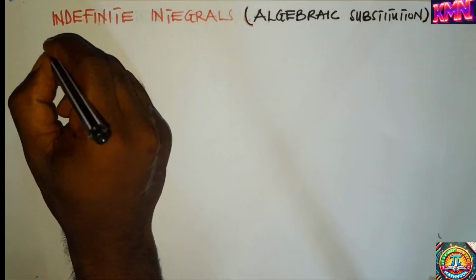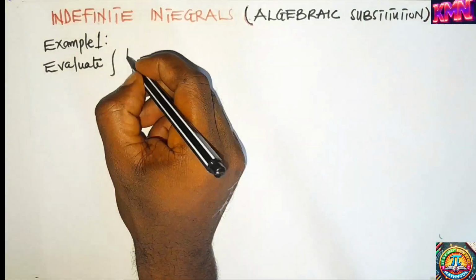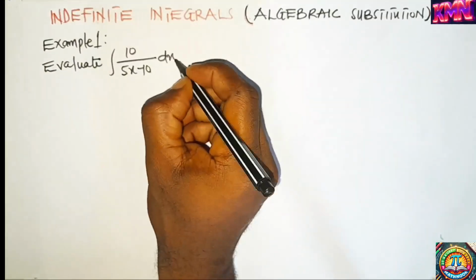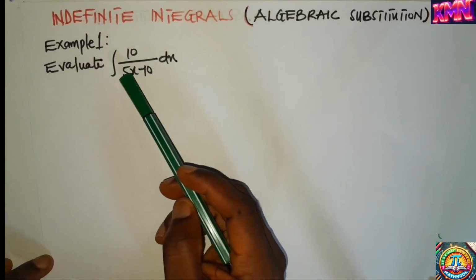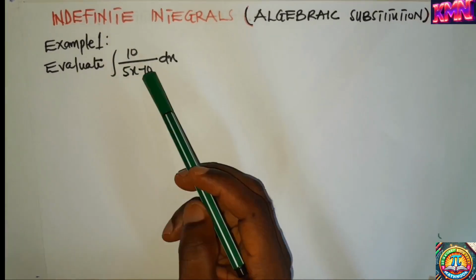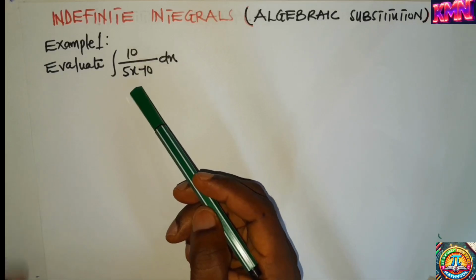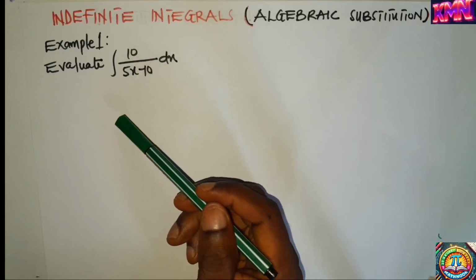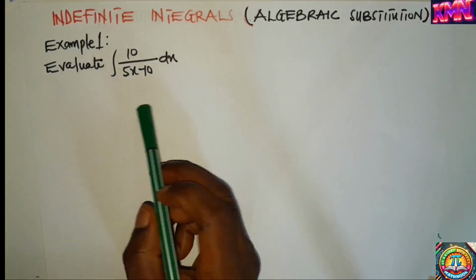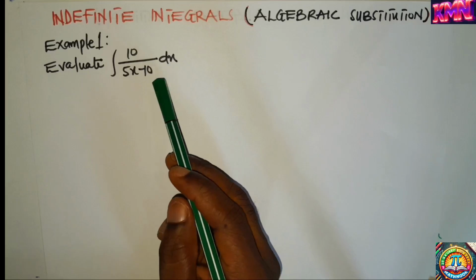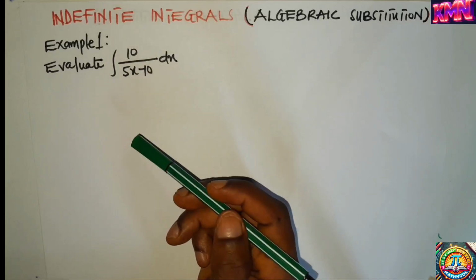Example 1. Our first example says, evaluate the integral of 10 on 5x minus 10 dx. When this problem is given to you, you need to go through some procedures to solve it. First of all, we need to choose a substitution. So in this situation, we need to identify a part of this function that, when replaced with a new variable, let's say u, simplifies the integral.